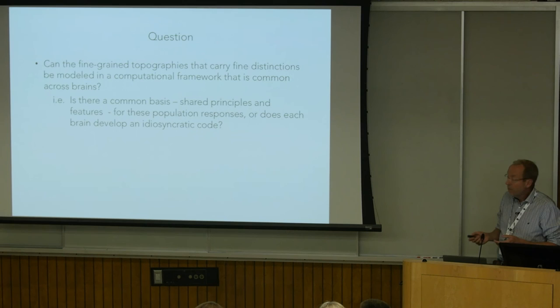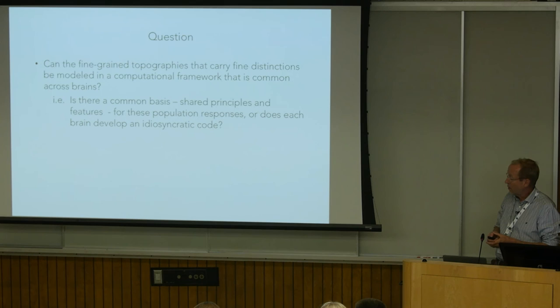So the question this raises is, can these fine-grained topographies that carry fine distinctions be modeled in a computational framework that is common across brains? And there's a deeper question here: is there a common basis at all? So, shared principles, features for these population responses? Because it's quite possible that each brain develops an idiosyncratic code. We each have our own idiosyncratic visual history, and it could be that the way you see a monkey and represent it in your visual cortex is different from the way I see a monkey, even though we both can distinguish that monkey from a lemur, right? So that's the question we set out to answer.